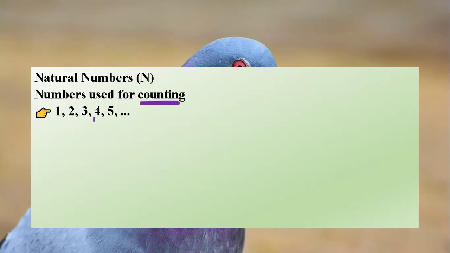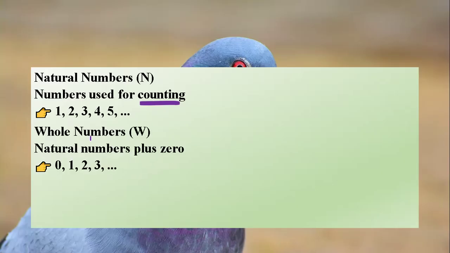These are 1, 2, 3, 4, 5 and so on. These are all natural numbers. Next, whole numbers. Natural numbers plus 0, or else if we include 0 to natural numbers, we get whole numbers. These numbers start from 0, 1, 2, 3 and so on.